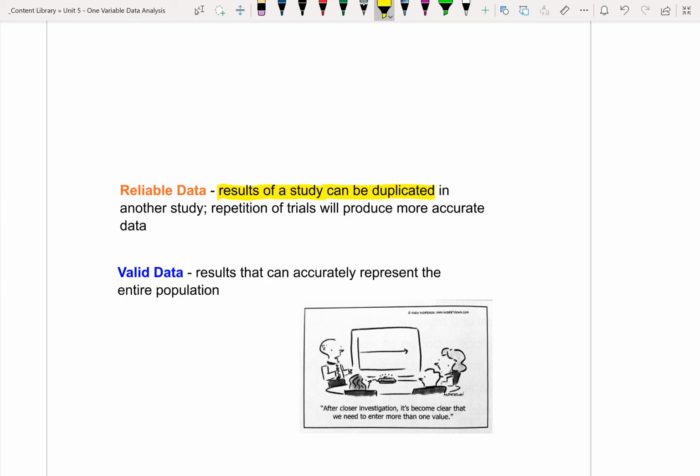It is valid data if the results can accurately represent the entire population. And we've talked about this in previous notes. So again, reliable means that you can reproduce the data, and valid means that it accurately represents the population.